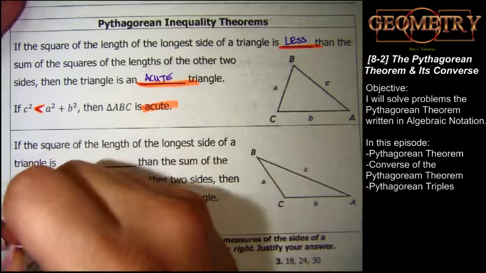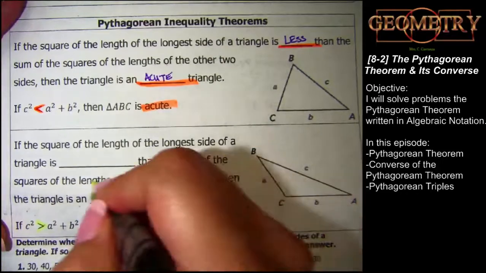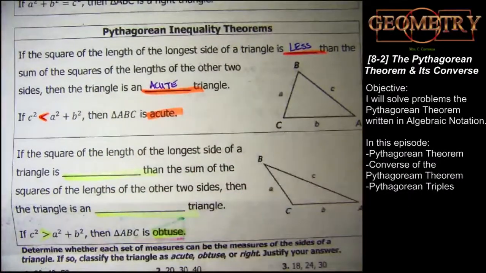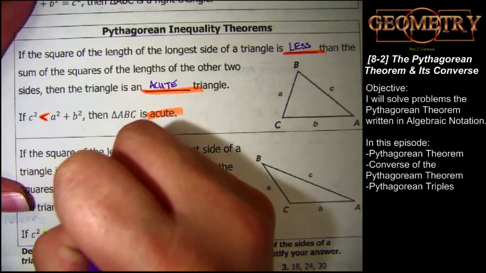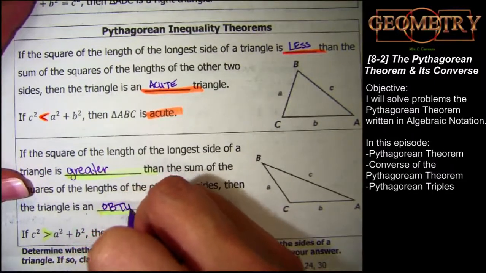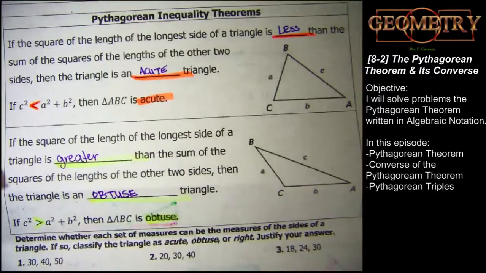If we take the long side and we square it, and that value is greater than the sum of the squares of the other two sides, then it is an obtuse triangle. And that's going to be our test.